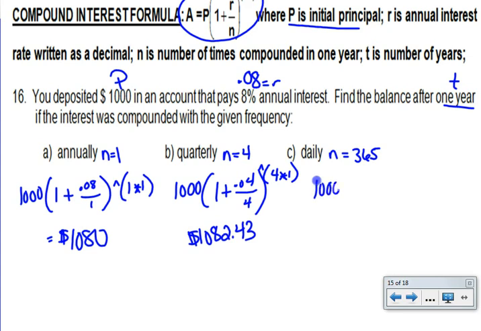And then this time daily, we're going to have a slightly different number. A little bit more interest is collected because of how often it's collected. Won't be significantly different, but just a little bit. Oops, that's a times right there. And I get $1,083.28.